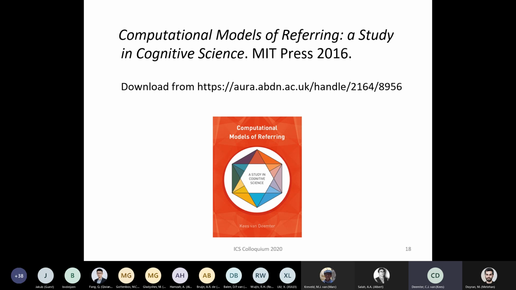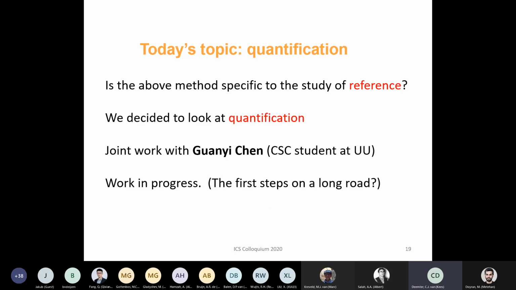So that line of work was summarized, or at least a large part of it, in my book, the second book that Albert mentioned. It's freely downloadable now. Now on to the main topic, the thing that we just started working on, and that is therefore more at the forefront of our minds.